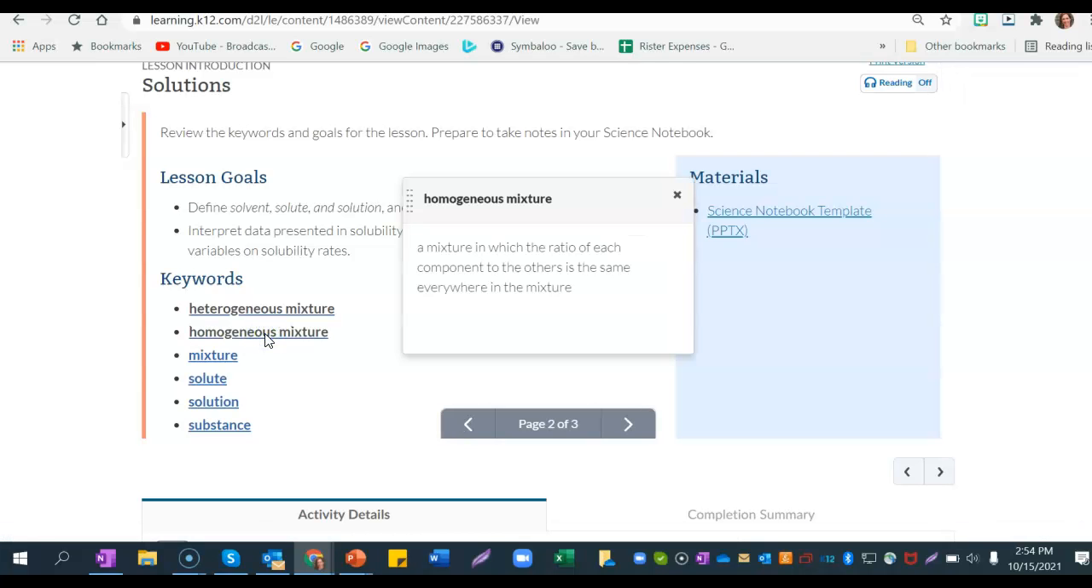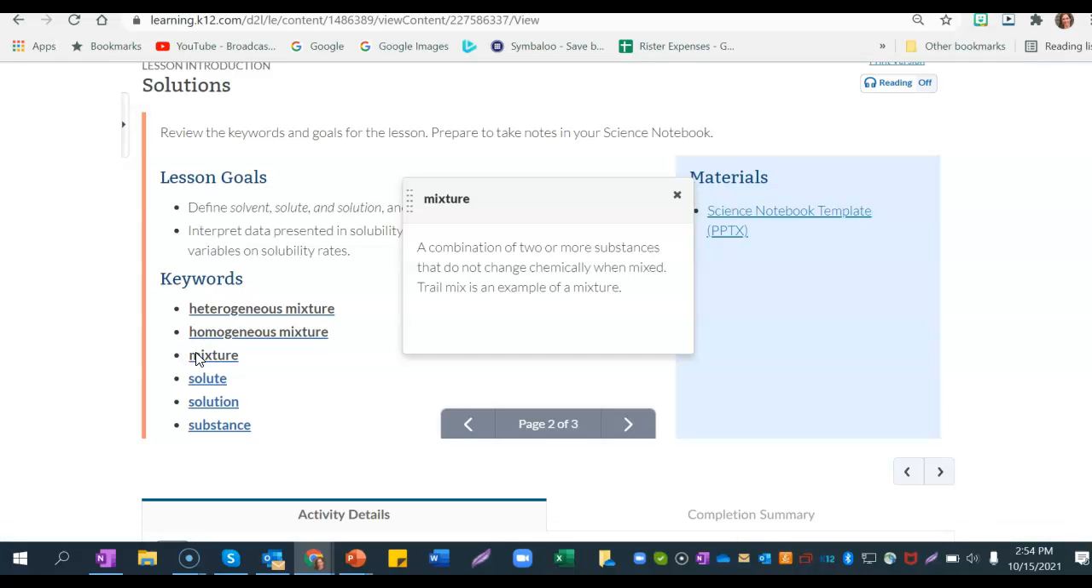So this is a mixture in which the ratio of each component to the other is the same everywhere in the mixture. So it looks uniform. You can't see the different parts like you could in the Chex Mix. So think about milk. Most drinks that we have are almost uniform in color. That means you can't see the other parts in there.